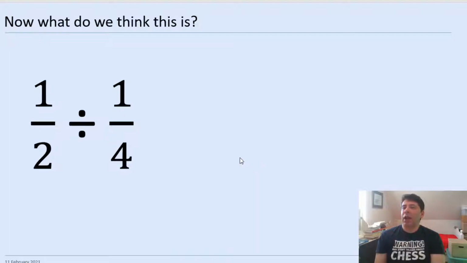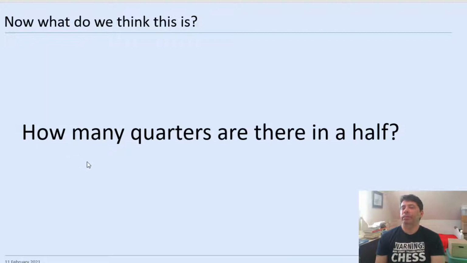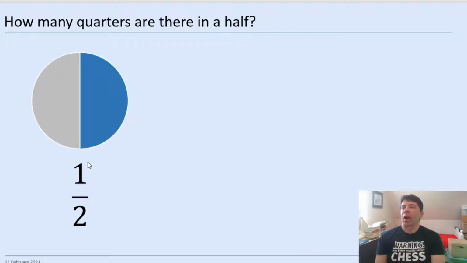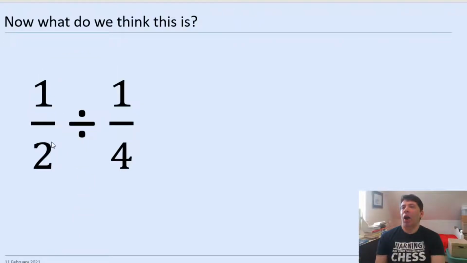So we've done multiplication. Now what about division? What do we think this is? A half divided by a quarter. We could say, how many quarters are there in a half? And all of a sudden this makes things feel a bit easier. How many quarters are there in a half? Well, here's a half. So we're going to see how many quarters we can find inside this half. We're going to chop it up, and we can see that a half is the same as 2 quarters. So a half divided by a quarter is going to be 2.